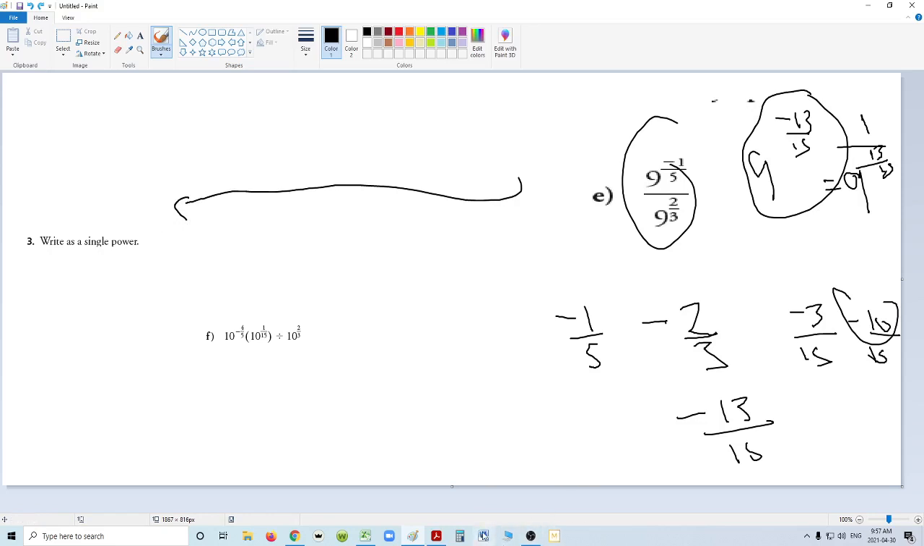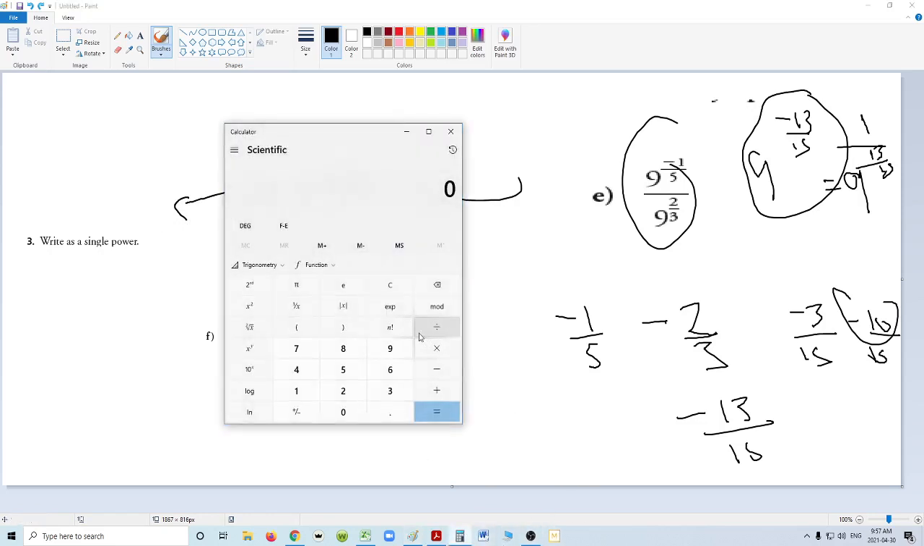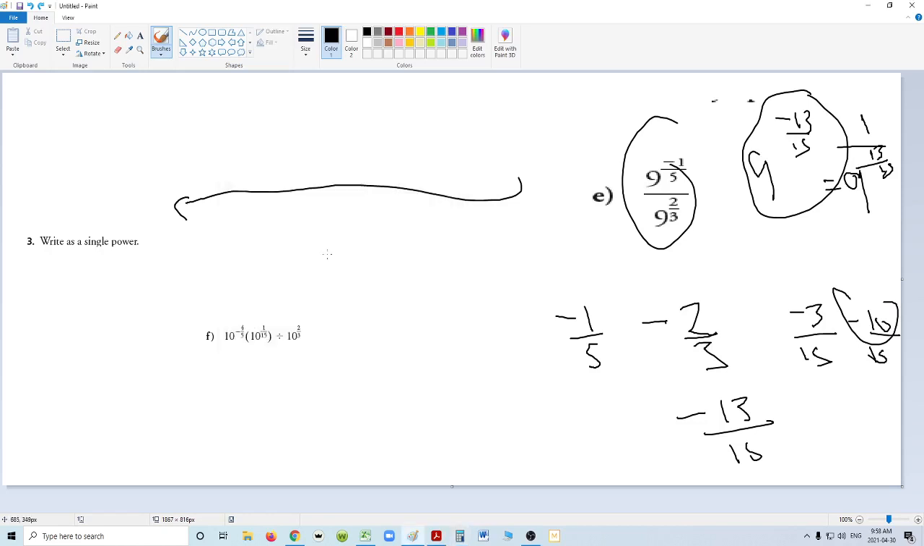Out of curiosity, I'm going to take 9 and put it to the power of 13 divided by 15. Boom, and I'm going to hit the reciprocal button because it's 1 over. The reciprocal button on your calculator is just 1 over x. Yeah, it doesn't come out to an even number.